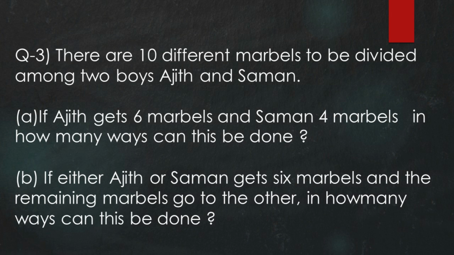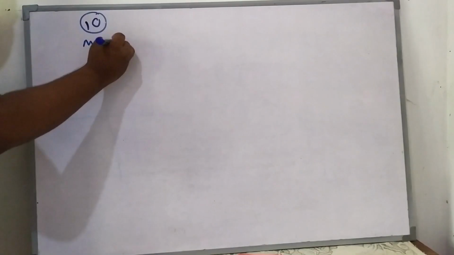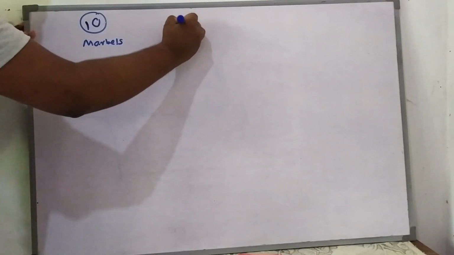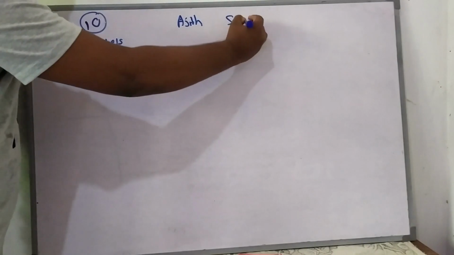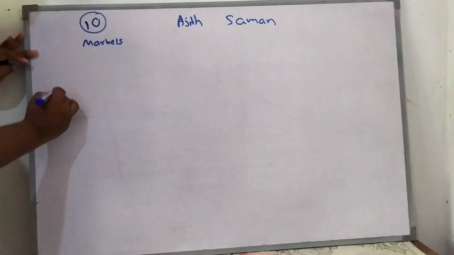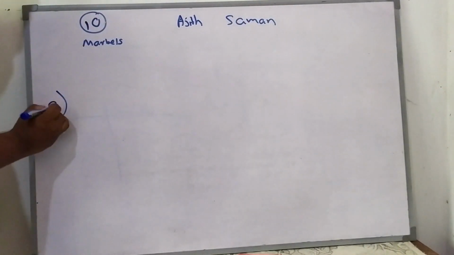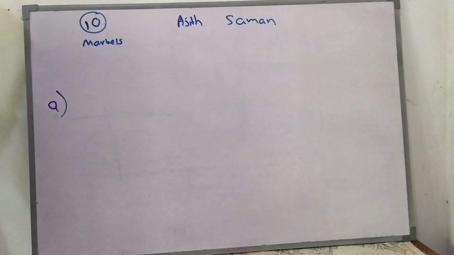There are 10 different marbles to be divided among 2 boys, Ajit and Saman. If Ajit gets 6 marbles and Saman 4 marbles, in how many ways can this be done? So we have 10 marbles, and Ajit and Saman. The first question, part A: if Ajit gets 6 marbles and Saman 4 marbles, in how many ways can this be done?